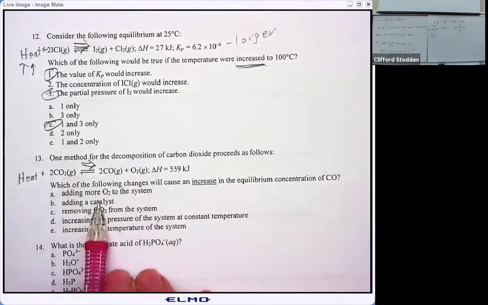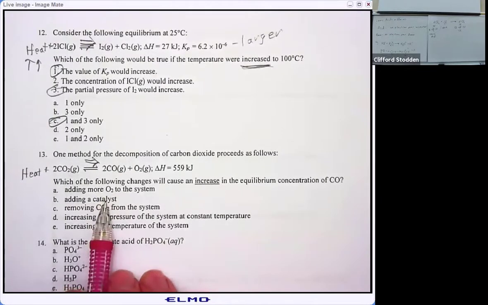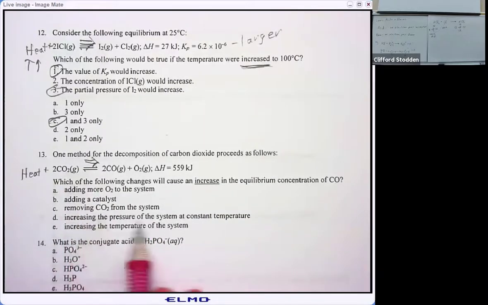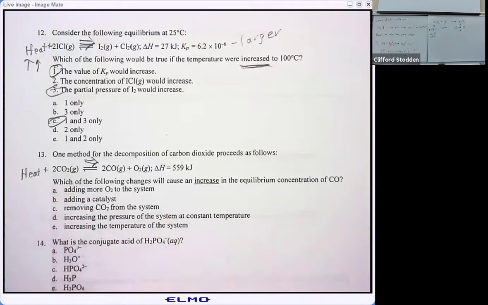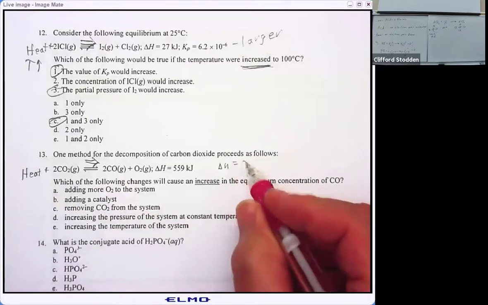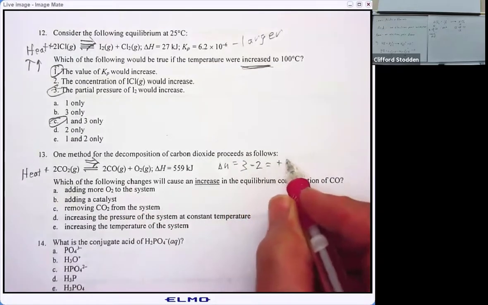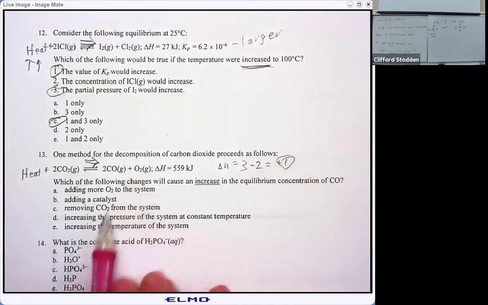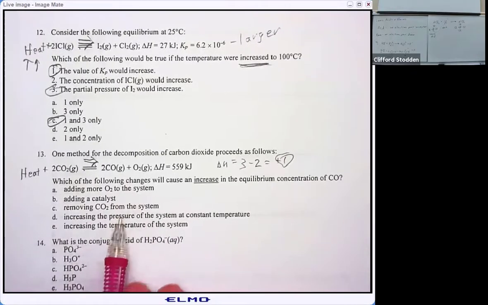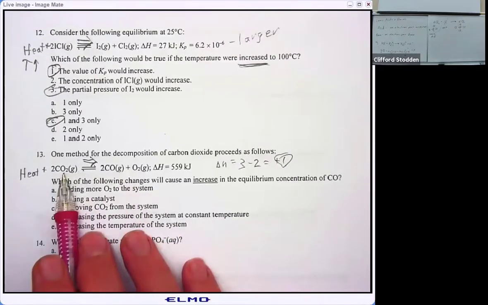Adding a catalyst. Catalysts do not shift the reaction forward or backwards. They would just change the rate. Removing carbon dioxide. Carbon dioxide is a reactant, so if you remove that, that would shift it to the left also. Increasing the pressure. So let's see. Now here we have to look for the delta N. So our delta N here is 3 minus 2, which is positive, so it's positive 1. So if we increase pressure, it would shift the system in the direction away from the higher number of gases. So it would also shift it to the left, which isn't what we're looking for.